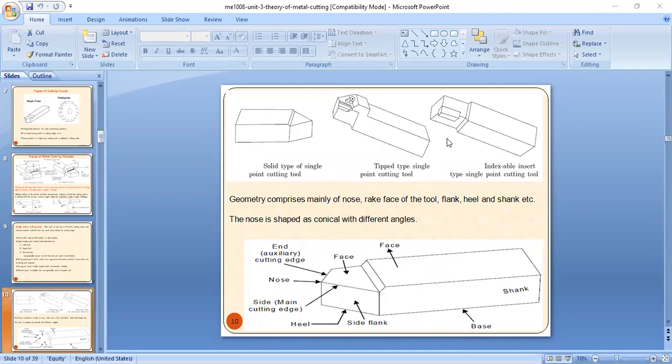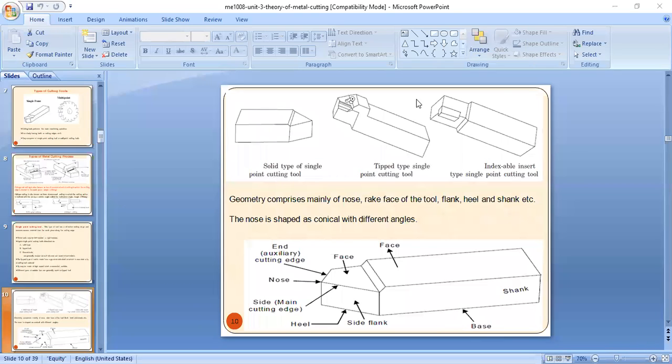In the third type, we have the indexable insert type single point cutting tool. Indexing, you'll learn in gear manufacturing or on the milling machine, where you have to index the gear, because without indexing the machining cannot be done for all the teeth on the periphery of the milling cutter. That is very important. Tool indexing is very important in the tool aspects.